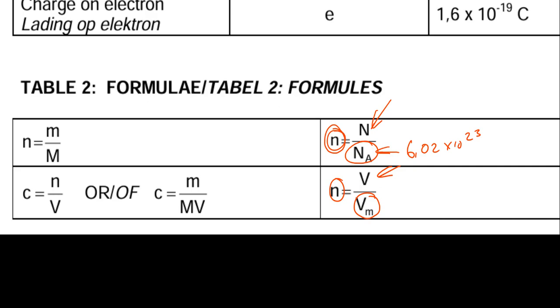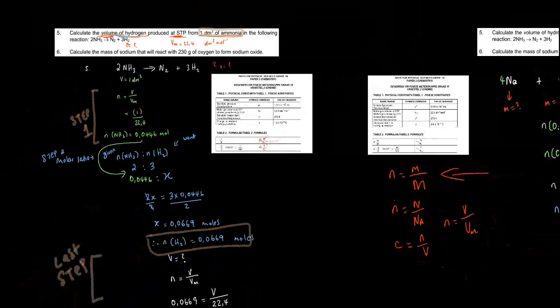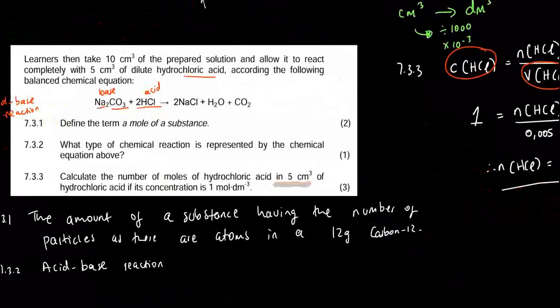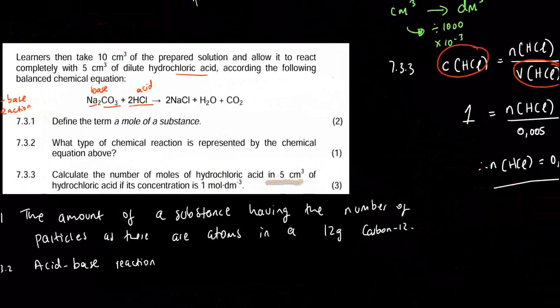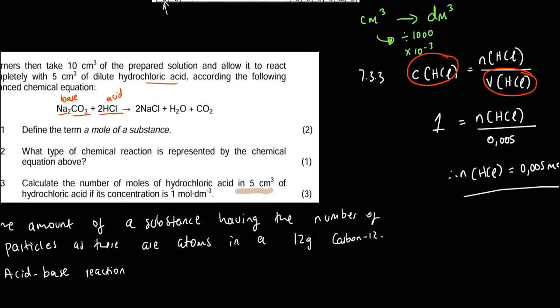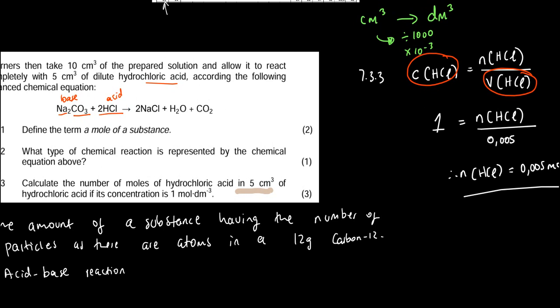So it differs from question to question. In this question, we're given two variables: concentration and volume. So we simply use them to get the number of moles of hydrogen chloride. But someone might ask, since we're looking for moles of HCl, can we not use the information given about this other substance and then use the molar ratio to get the moles of HCl? Definitely we can, provided we have enough information.